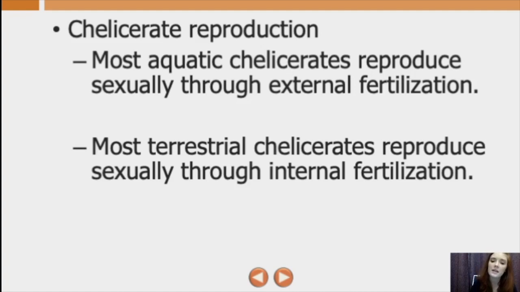Whereas on the flip side, most terrestrial or land chelicerates are going to reproduce sexually through internal fertilization. So that means that the fertilization actually takes place within the female.